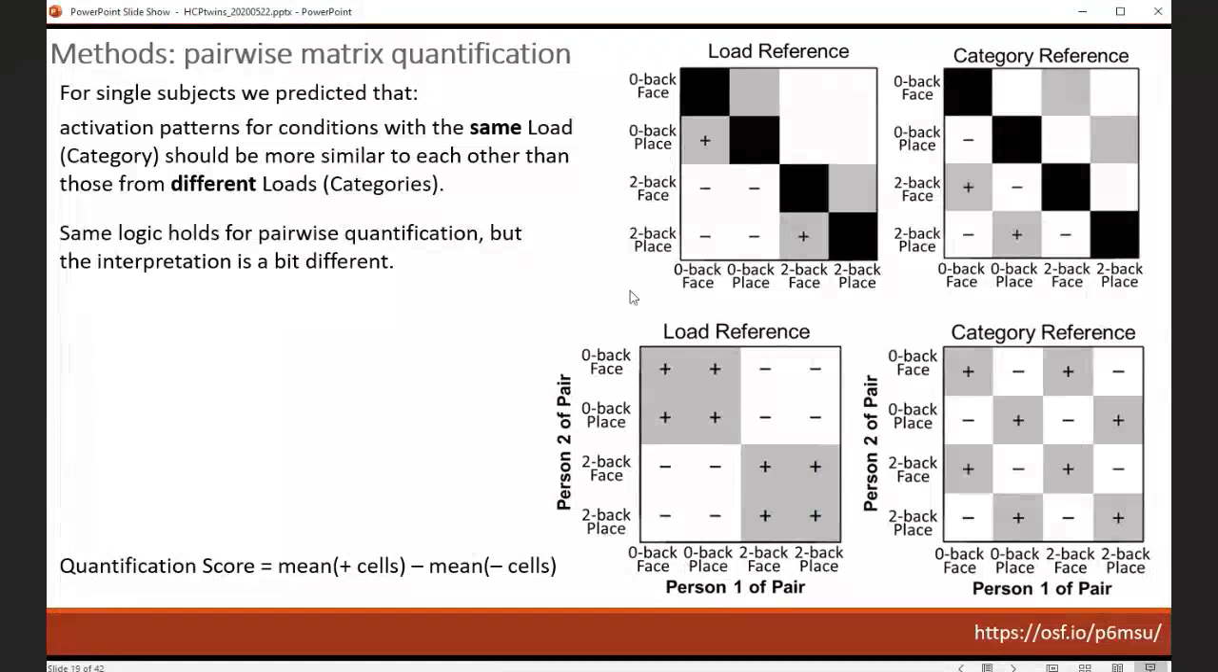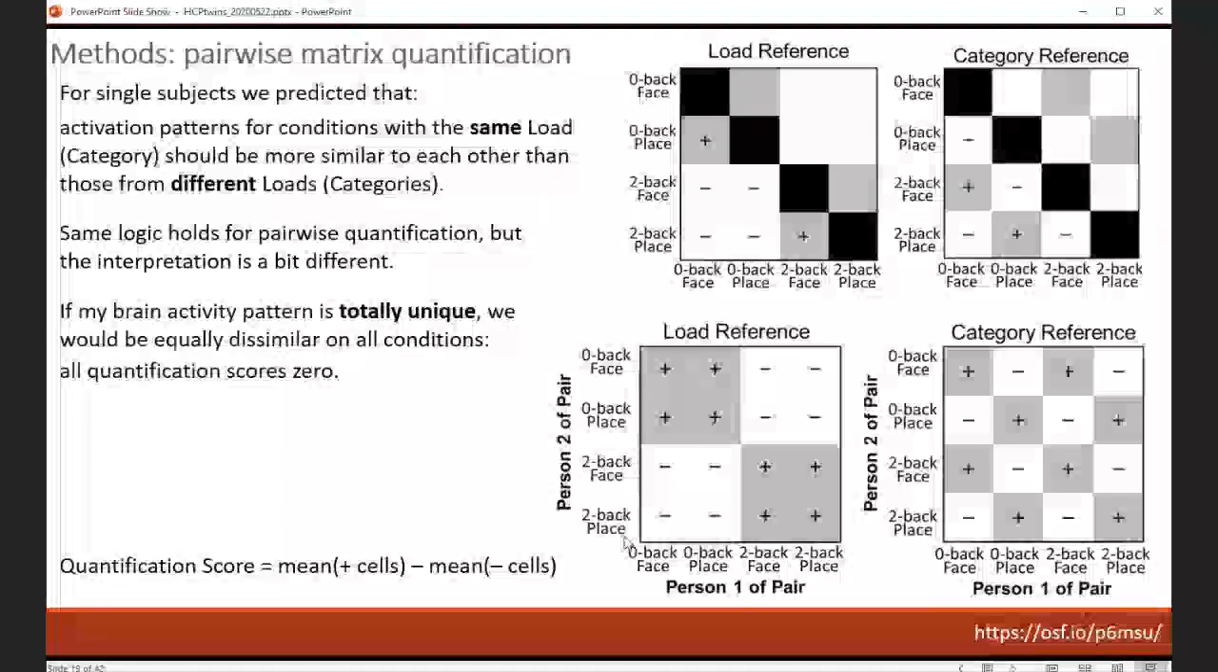Since it's me against my twin, you can imagine that if my brain activity in the frontoparietal and visual regions was totally unique, and nobody else's brain activity had anything like mine at all, then all of these quantification scores would be 0. That would mean my activity was so unique that regardless of the stimulus, whether I was doing a zero back face, a zero back place, whatever, mine was totally different from my paired person. So all of the correlations in here would be more or less the same, 0-ish, and the quantification scores would also be 0-ish.